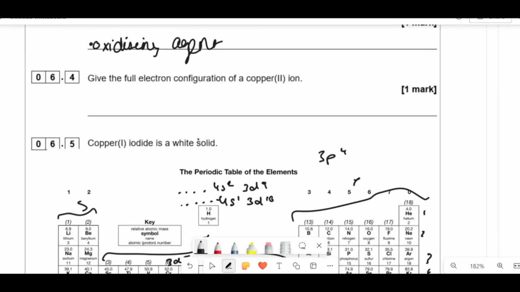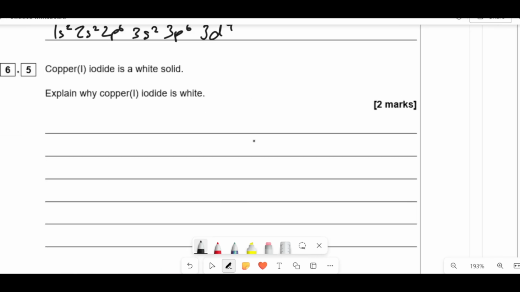In this case, though, they're asking what a Cu2+ ion is. We remember 4s fills and empties first, so we're going to have 4s0 3d9. So it would be 1s2 2s2 2p6 3s2 3p6, and then I always write 4s here, but you don't have to put 4s0 because it's empty, and then 3d9. Cool. Now it tells you copper(I) iodide is a white solid, explain why.